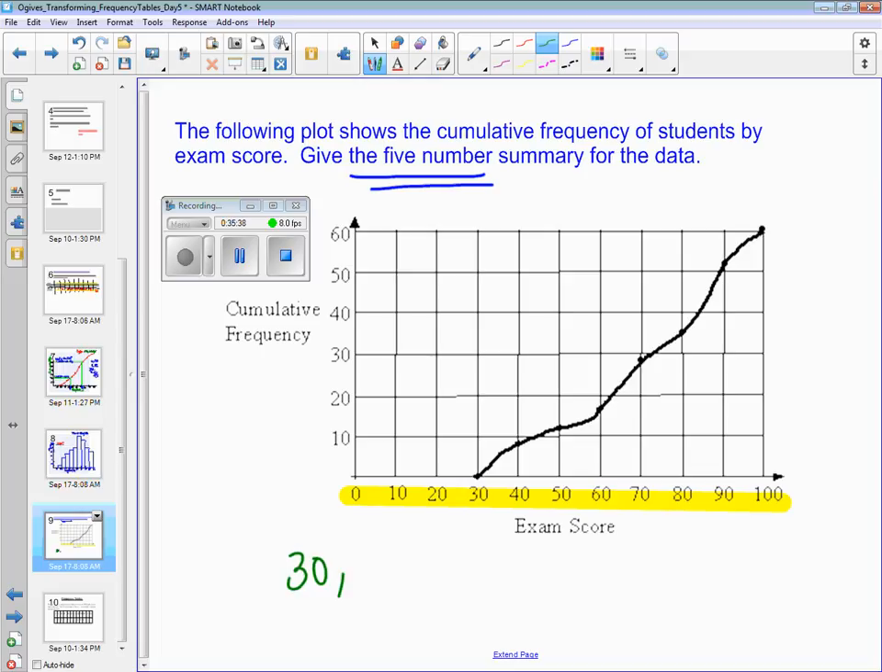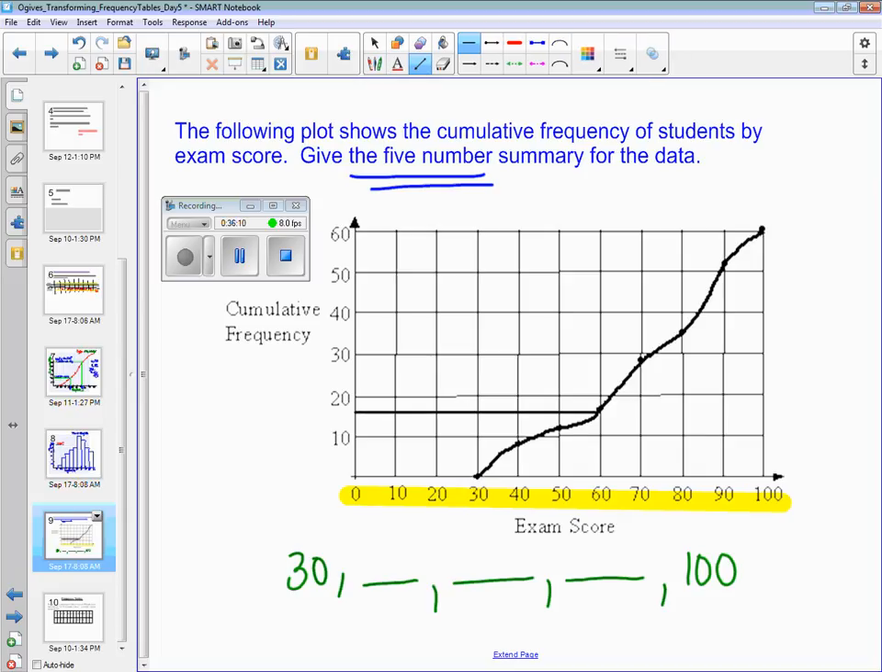What's quartile 1? We have work to do. So let's come back. We'll do quartile 1, median, quartile 3. What's the maximum? 100. So I have some work to do to find the 3 quartiles. Okay, quartile 1, what's 25% of 60? So I'm going to go to 15. I'm going to go to where it hits the graph, and then it looks to me like it's about 60.